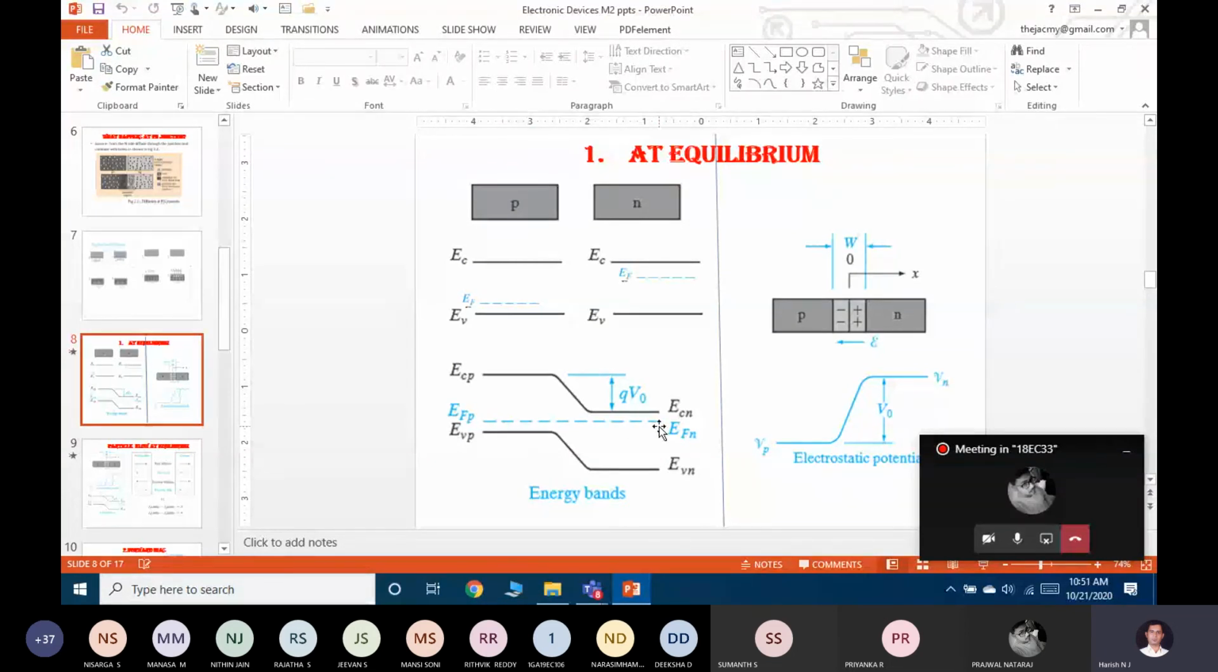It will be like this, correct? Can anyone tell me why I have drawn the diagram like this? Instead of writing a straight line, when I club these two, the p block as well as the n block, why am I drawing the line like this? For representing the conduction band, for representing the valence band.